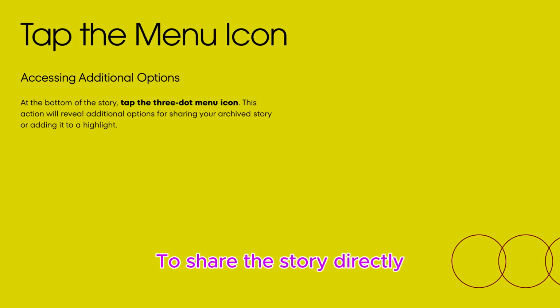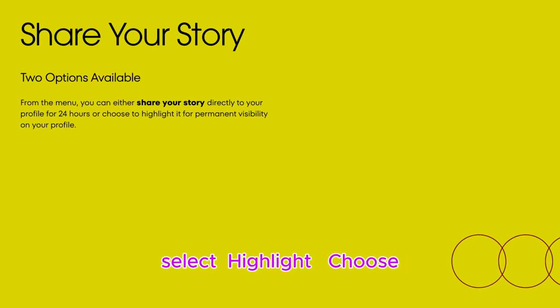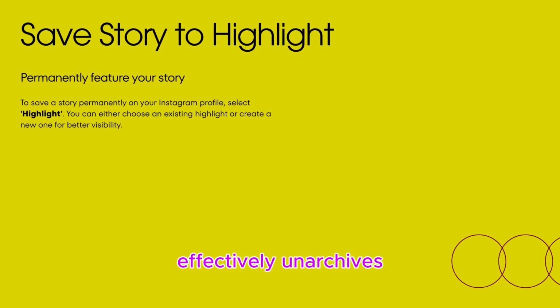To share the story directly back to your profile for 24 hours, select Share To Story. This will post it immediately. Alternatively, to save it permanently on your profile, select Highlight. Choose an existing highlight or create a new one. Adding it to a highlight effectively unarchives it by making it publicly visible on your profile.